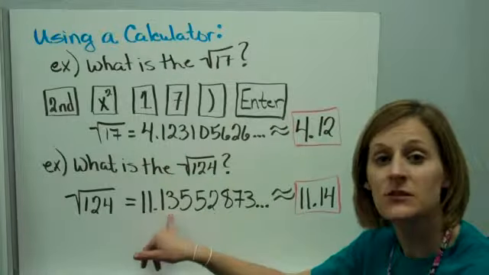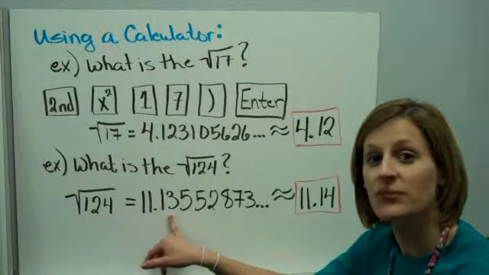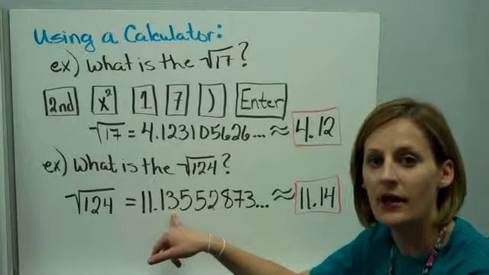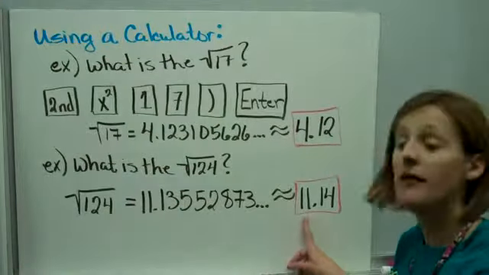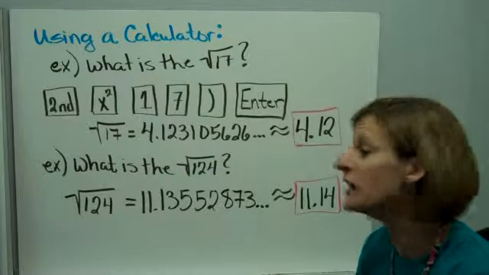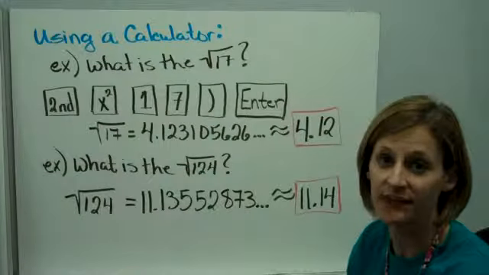Hundredths would be this 3. Now let's look at the place after it, which is 5, right here. This number is equal to or greater than 5, because it's 5. So that means I take my 3 and round it up 1 to 4. So my answer is going to be 11.14. And that's all you have to do. You're estimating exactly what the square root of 124 is.